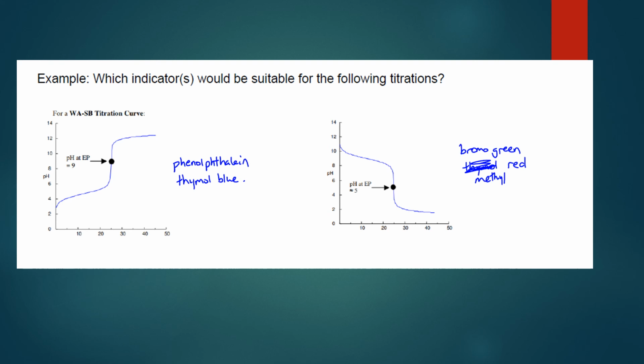In the next one here, it must be a strong acid, weak base titration because we have a pH at the equivalence point of 5. So what we're looking for is an indicator that changes color around a pH of 5. And bromocresol green changes color, and methyl red also changes color at that point. So those are suitable indicators for the following titrations.